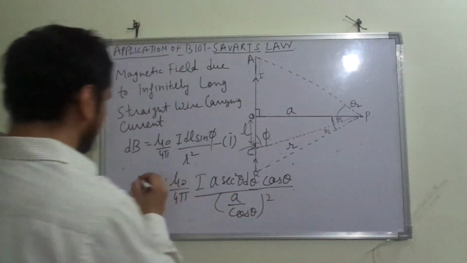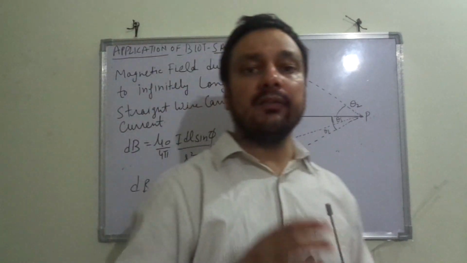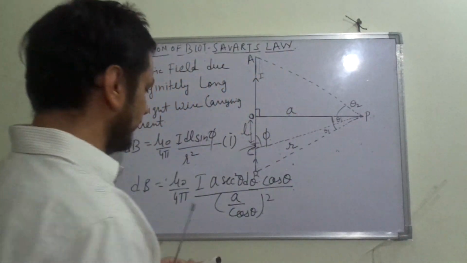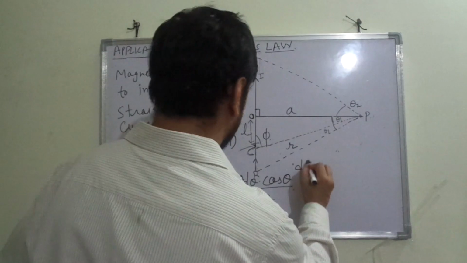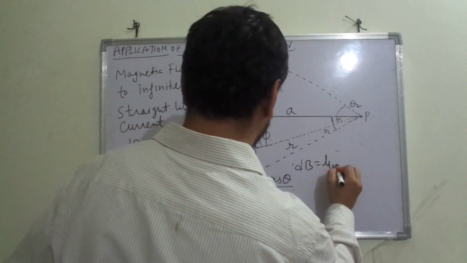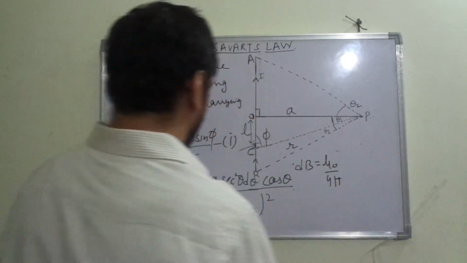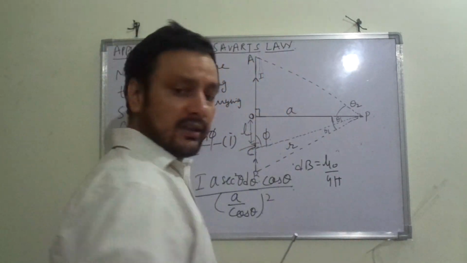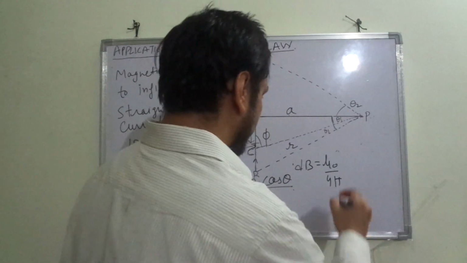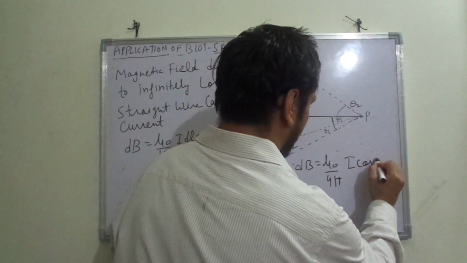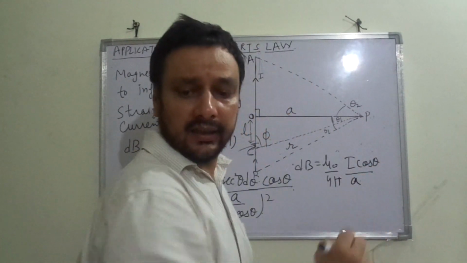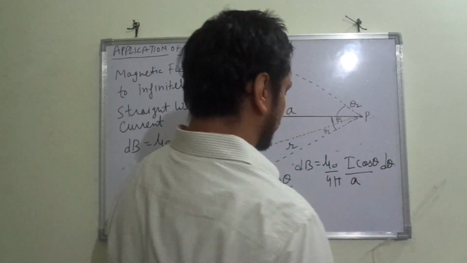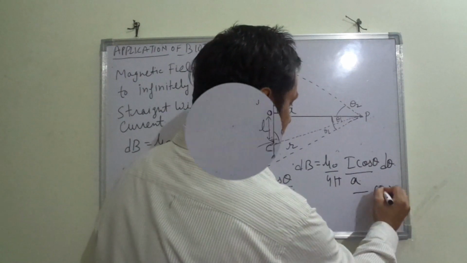By solving, we get dB; here we are not taking the vector form, it is the magnitude form. So finally dB is equal to mu naught upon 4 pi. Here it is A square, so one A will cancel out, and we are left with I cos theta upon A into d theta. So this is your equation number 5.